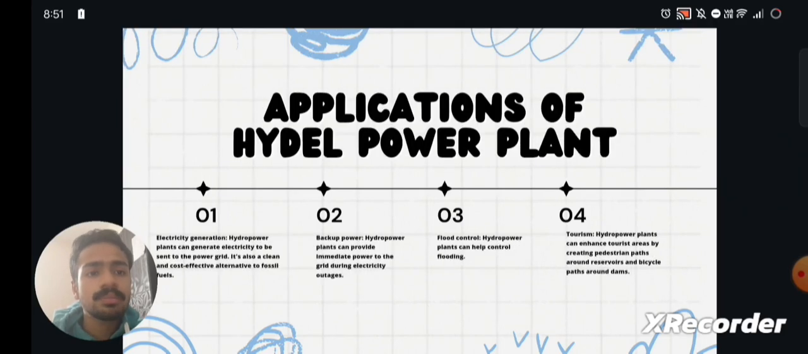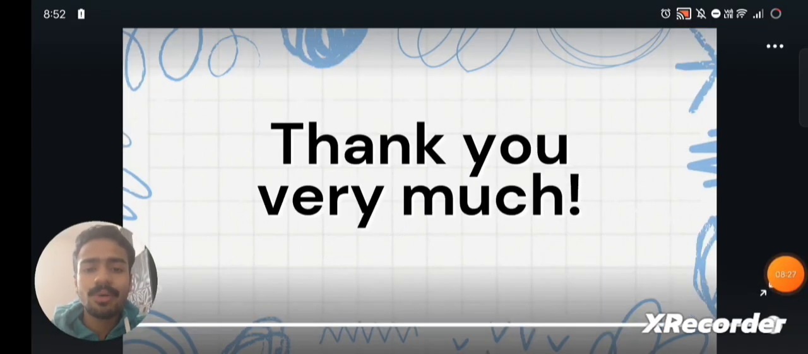Now some applications of hydropower plant. The basic application is to generate electricity. Hydropower plants can provide immediate power to the grid during electricity outages. It can control flood. Tourism: hydropower plants can enhance tourist areas by creating pedestrian paths around reservoirs and bicycle paths around the dams. This was all about Hydel power plant.